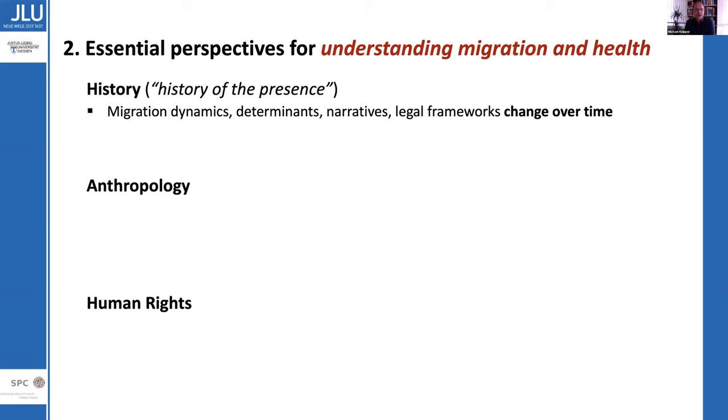So what do I mean with history? It's mainly the history of the present, so that we think about that our present situation is defined by the history of the last weeks, years, and decades, and the situation of the migrants we meet is also shaped by this recent history, or even sometimes the larger history when we look about the conflicts in the Middle East, for example, that are creating large groups of forced migration. There's a history behind this.